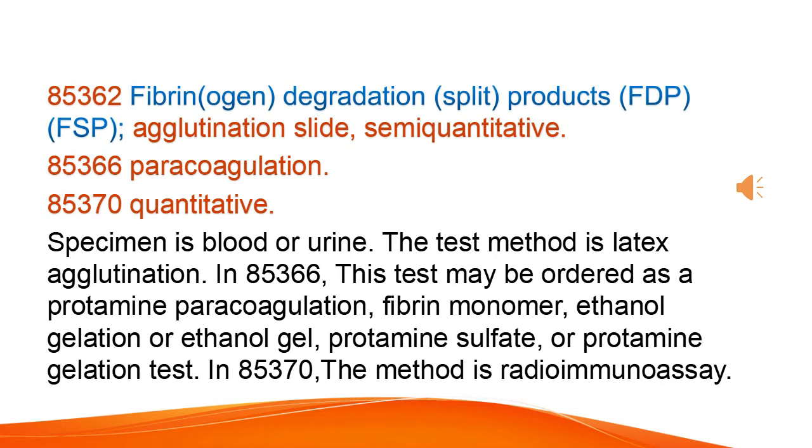Fibrinogen degradation products, FDP, FSP, agglutination slide, semi-quantitative. Paracoagulation, quantitative. Specimen is blood or urine. The test method is latex agglutination. In 85366, this test may be ordered as a protamine paracoagulation, fibrin monomer, ethanol gelation or ethanol gel, protamine sulfate, or protamine gelation test. In 85370 the method is radioimmunoassay.